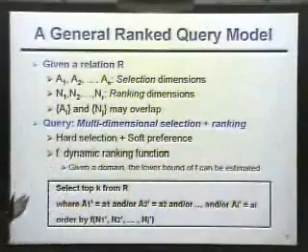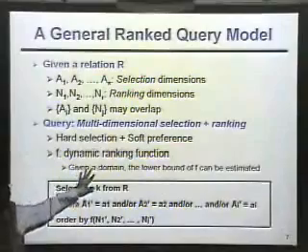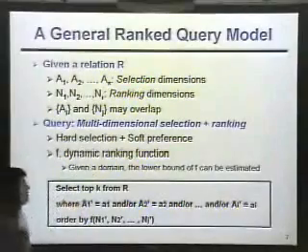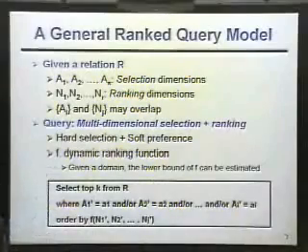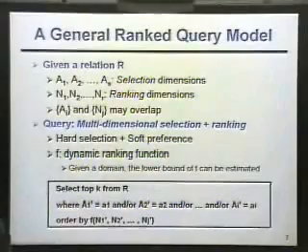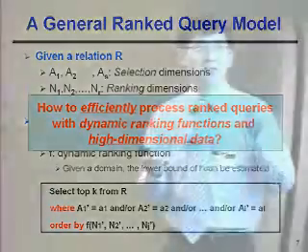The assumption we have is that, given this ranking function and a domain of the variables in the ranking function, we assume that the lower bound of our ranking function can be estimated. Here we assume we are looking for the minimum k, so the minimum value is best. So this is our query model. The problem we are talking about here is how we can efficiently process rank queries with this dynamic ranking function and in high-dimensional data.